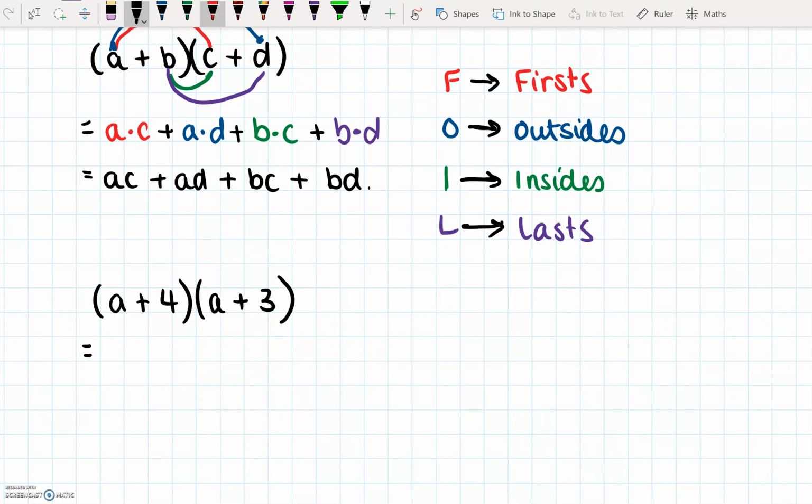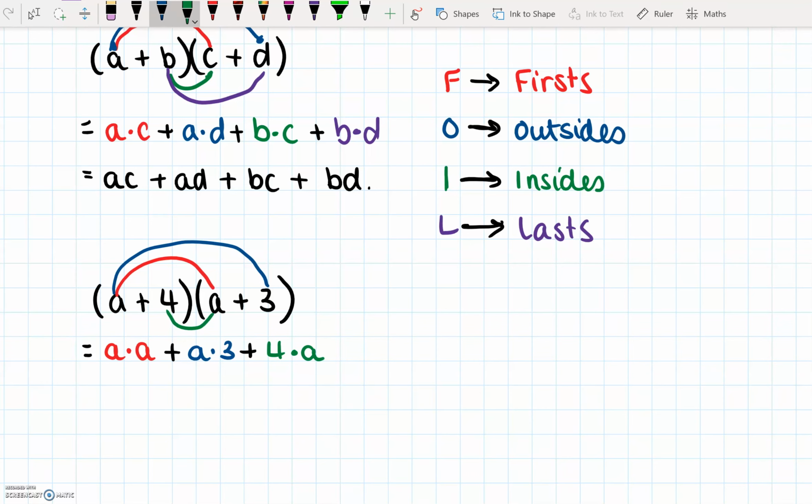Okay, so again, F for firsts. So the first one times the first one. Now you guys should know that we're going to have A times A. Oh, we'll simplify it in a sec. Okay, O is for outsides, so A times 3. Okay, plus insides, 4 times A, plus L is for lasts, so 4 times 3.